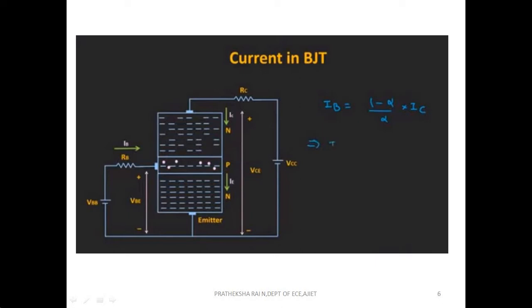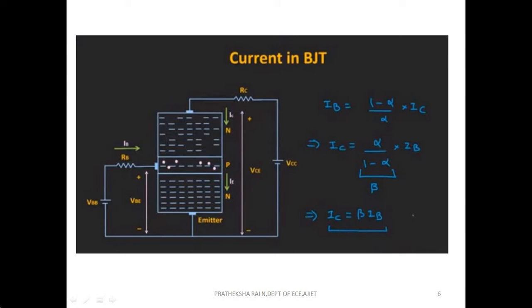Or we can say that the collector current IC is equal to alpha divided by 1 minus alpha times base current. And let's say this is equal to beta. That means the collector current IC is equal to beta times IB. So this beta is known as the current gain of the BJT. And typically the value of beta varies from 50 to 400 for the different transistors.